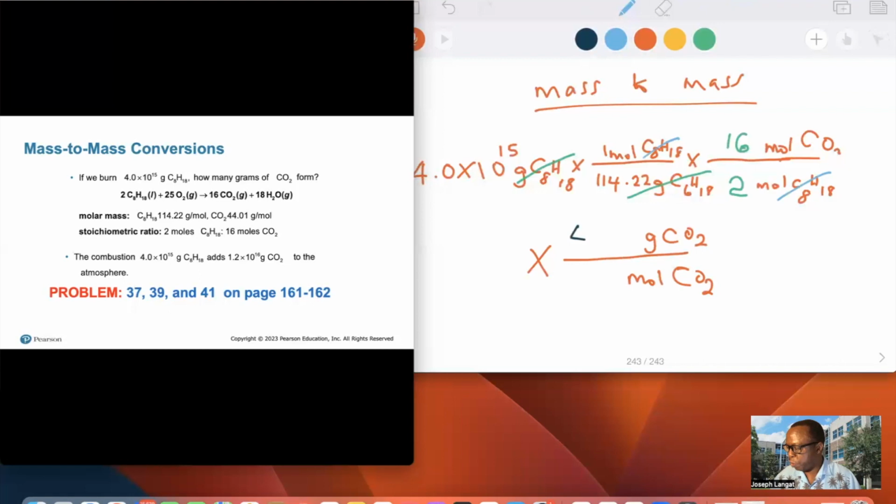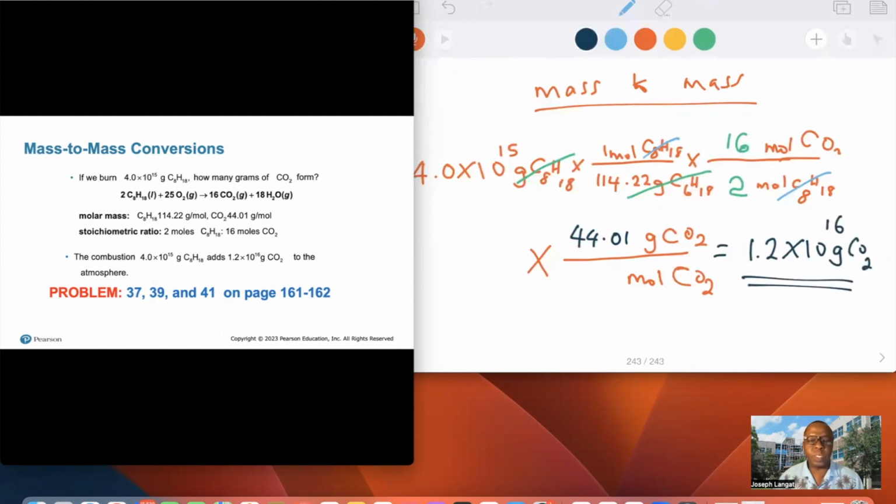This is 44.01. Let's just use the periodic table. You are given right here, use the periodic table. If you are not given, equals to, using your calculator, this adds 1.2 times 10 raised to 16 grams of CO2. This means it adds this amount of CO2 into what? Into the atmosphere, into the atmosphere.